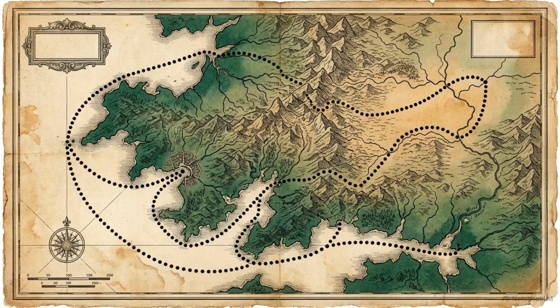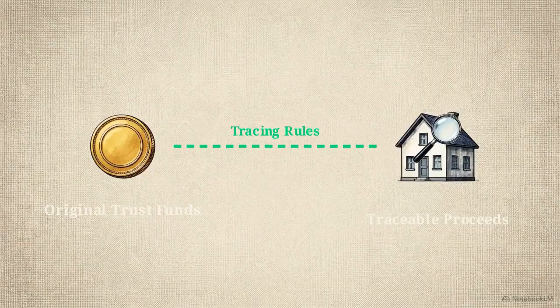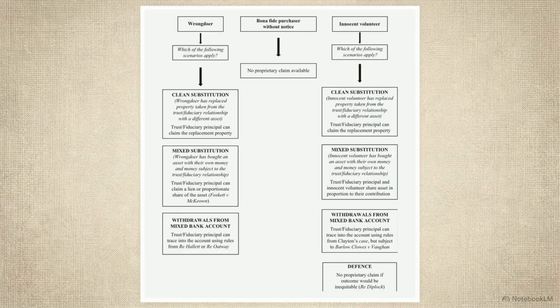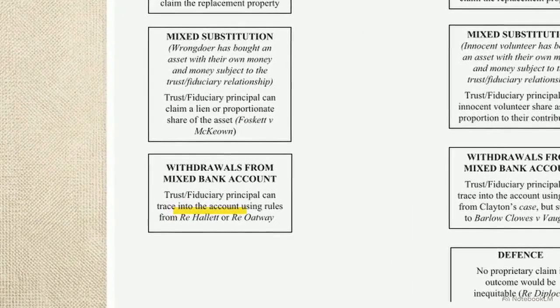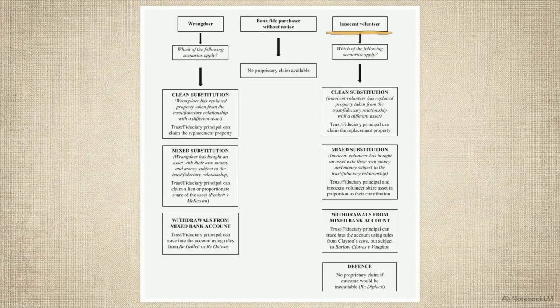That hunt leads us to equitable proprietary claims. This avenue relies heavily on tracing rules to recover the exact physical property. It is particularly crucial when the defendant who stole the money is bankrupt and a personal claim would yield nothing. This flowchart illustrates the fundamental bifurcation in tracing rules. For wrongdoers, courts apply harsh tracing rules, like Re Hallett, allowing claimants an equitable lien. Conversely, for innocent volunteers who gave no consideration, a proprietary claim to recover the asset still survives.